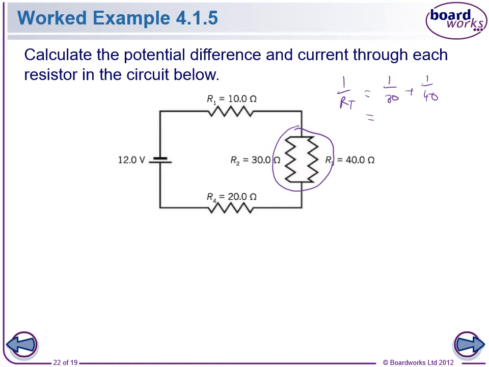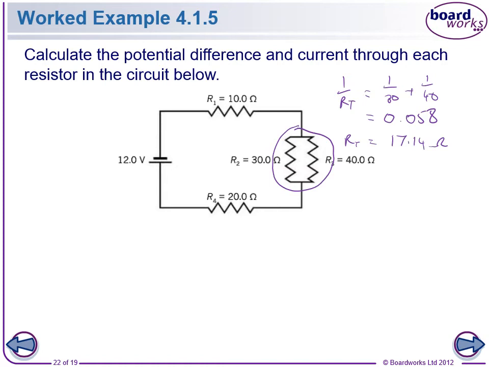is, well, overall that is 0.058. And so 1 over that, so our total resistance is 17.14. Okay, so what I could do for this circuit is replace the 30 and the 40 ohm resistor in parallel with just a single 17.14 ohm resistor, and that would work.